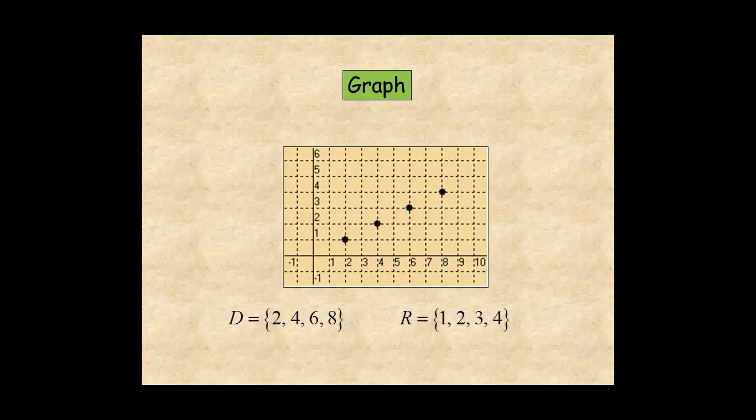Here's an example of a relation that passes the vertical line test. No matter where you draw a vertical line, it passes through only one point of the graph. This relation is a function.